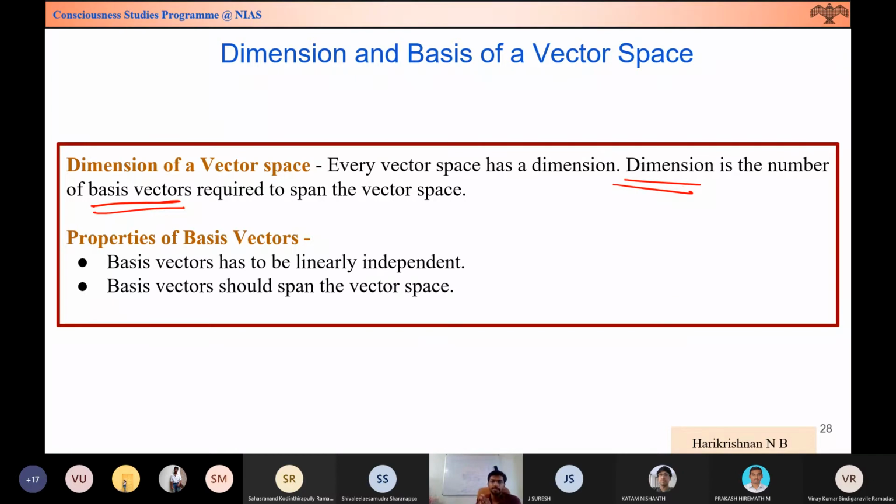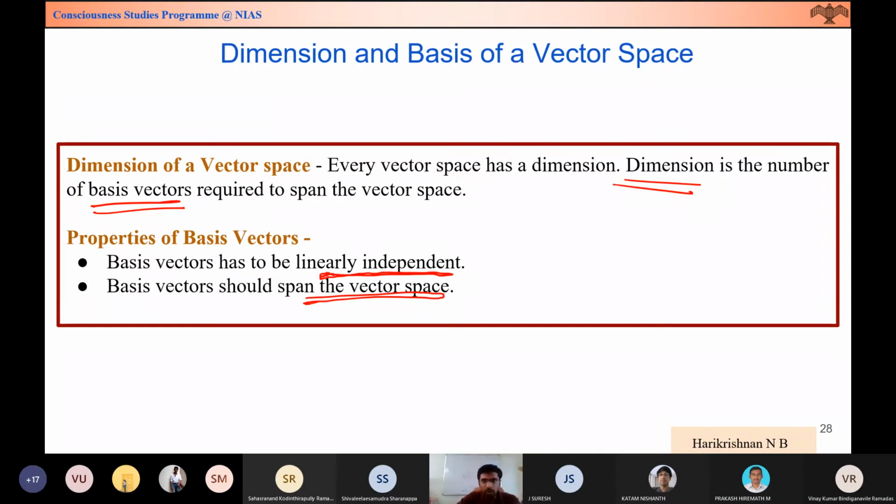So now, what are basis vectors? The basis vectors have to satisfy two important properties. They are linearly independent, and we will come to that: what do you mean by linear independence? And basis vectors should span the vector space. So the two important properties for basis vectors are that they are linearly independent and they should span the entire vector space.